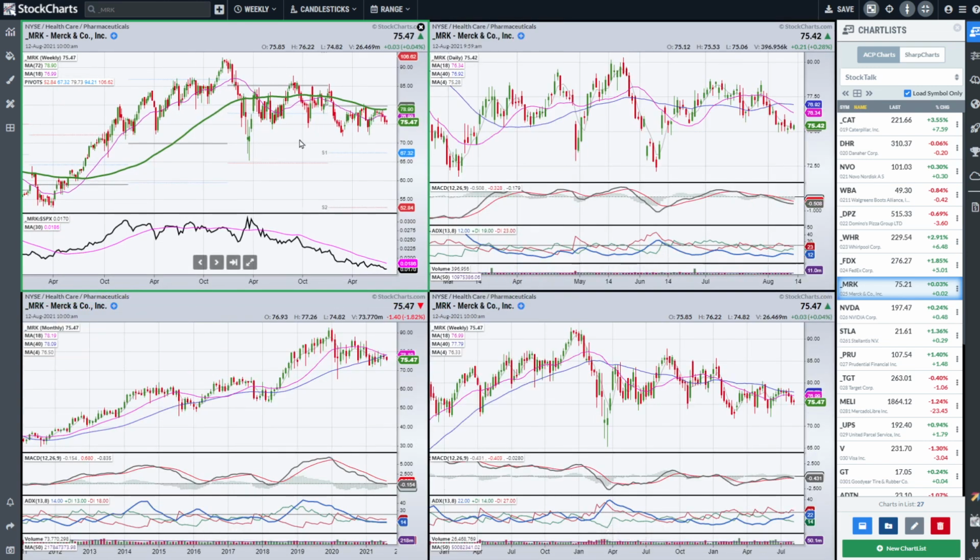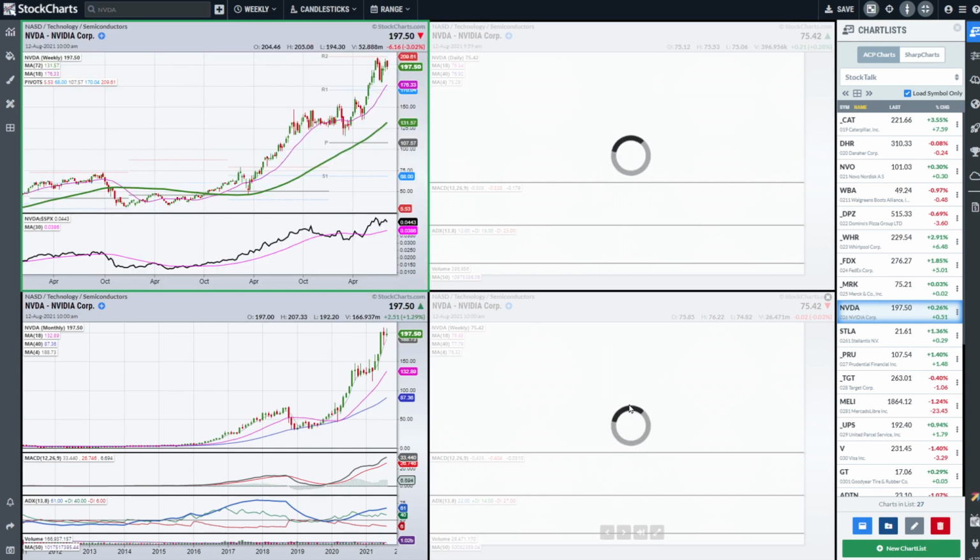It can't get anywhere. So I would have no interest in this until it can get through 80. And I want to see it get through 80 with a vengeance. I want to see a big green bar breakout and some volume expansion. If this is going to really get going, we want to see it tell us that. Let's go to Nvidia.